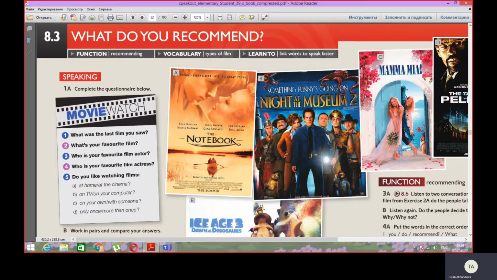Exercise number 1A, complete the questionnaire below. Here we have 5 questions. What was the last film you saw? What's your favorite film? Who is your favorite film actor? Who is your favorite film actress? Do you like watching films at home, at the cinema, on TV, on your computer, on your own, or with someone? Only once or more than once? Okay, you can answer these questions by yourself. Give your own opinion about them.